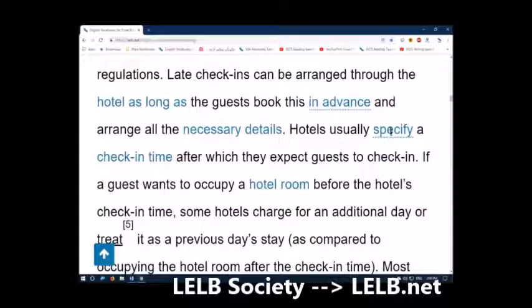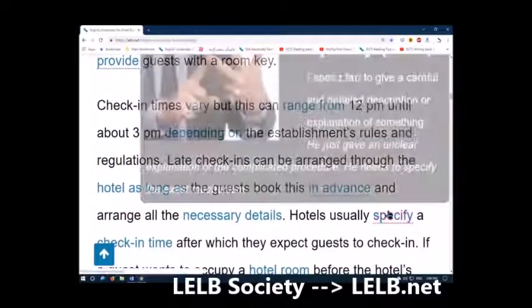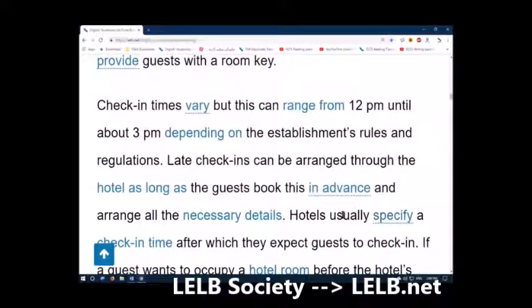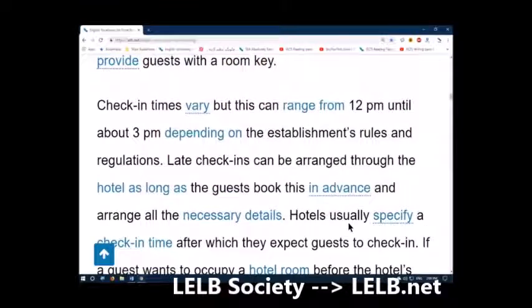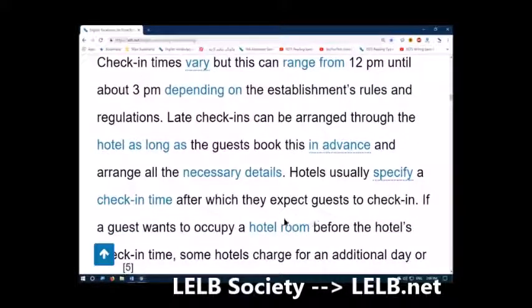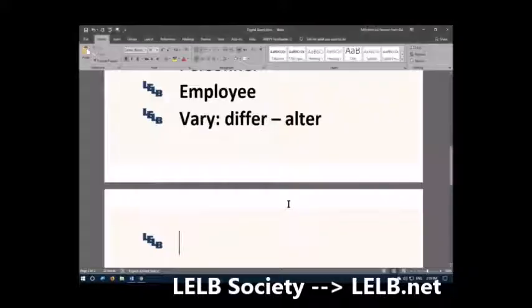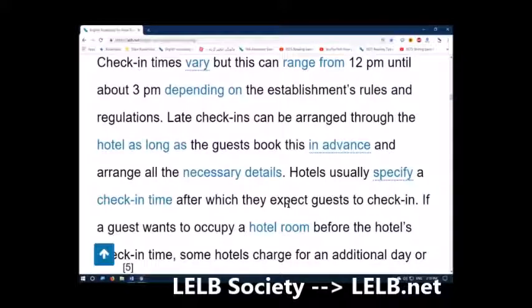Hotels usually specify, means clarify and make it elaborate, and here according to this it means to give a careful and detailed description or explanation of something. Specify a check-in time after which they expect guests to check in. Yeah, there is a kind of deadline and you need to meet that deadline. Okay.